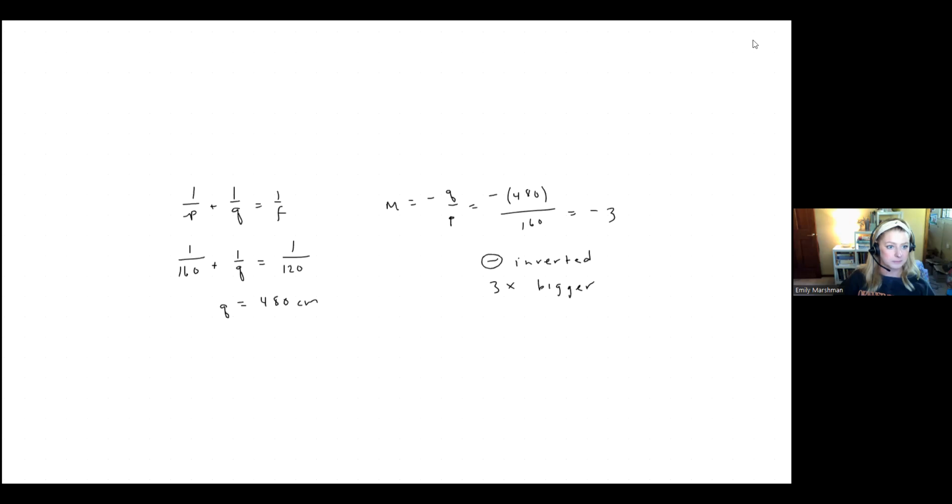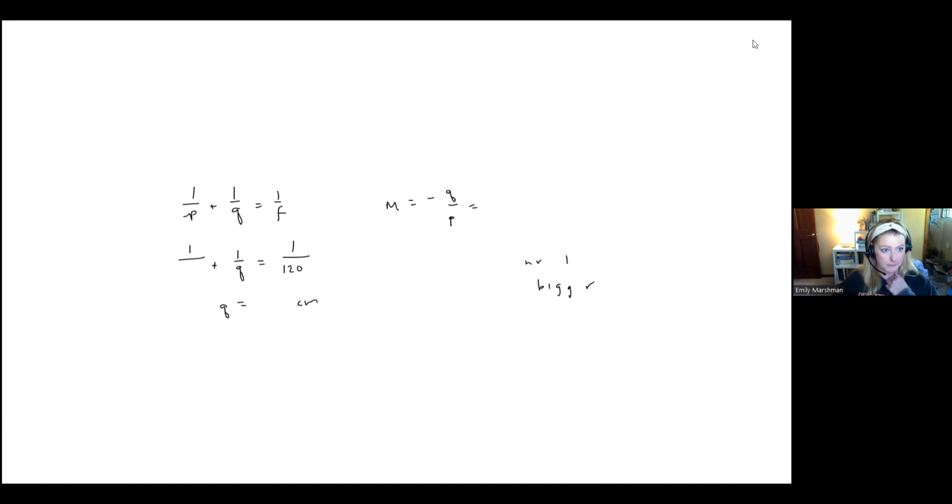So let's bring the whiteboard up. I changed the object distance. The focal length is still 120. So let's see what happens now.